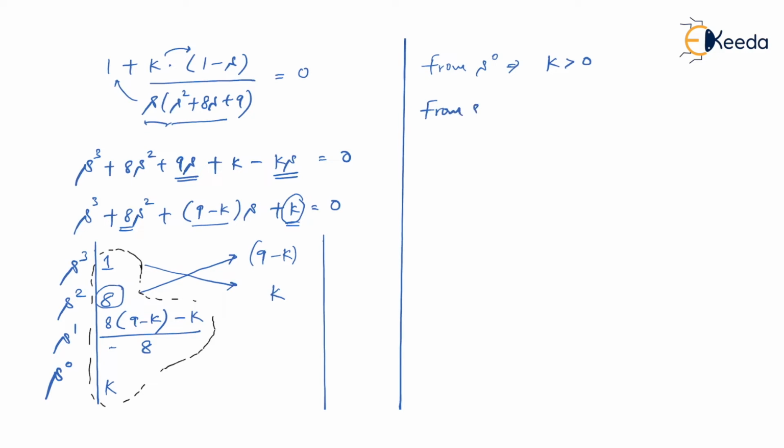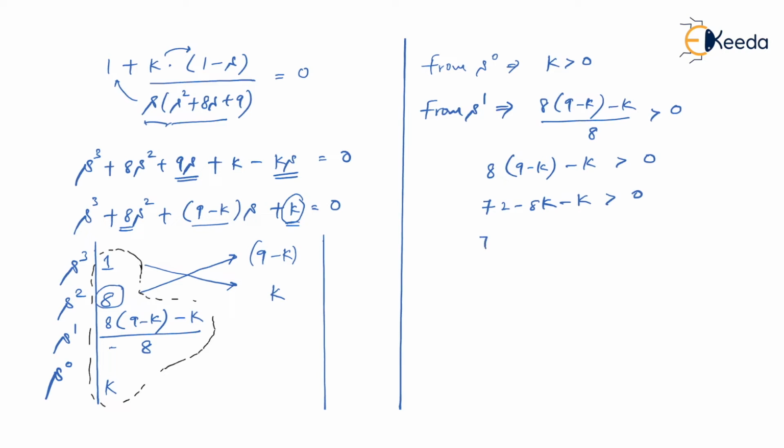And from S1, we can consider 8 into 9 minus k by 8 should also be greater than 0. Shifting 8 to the right hand side, we get 8 into 9 minus k should be greater than 0. Let us take 8 inside: 72 minus 8k minus k should be greater than 0, or I can say 72 must be greater than 9k, or 8 should be greater than k, or I can say k should be less than 8. Let me consider this is condition 2. Let me consider this is condition 1.